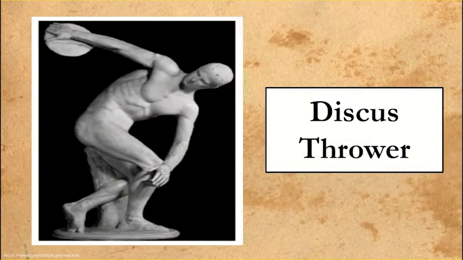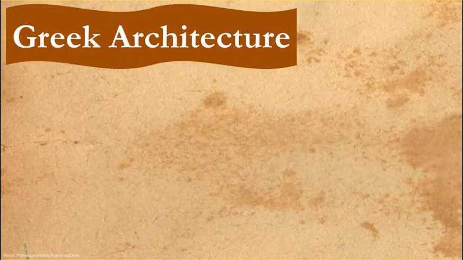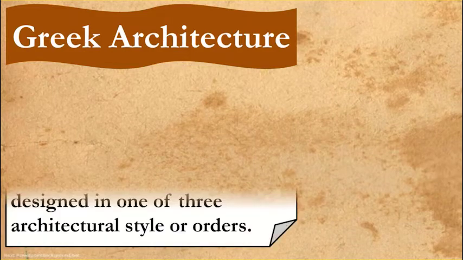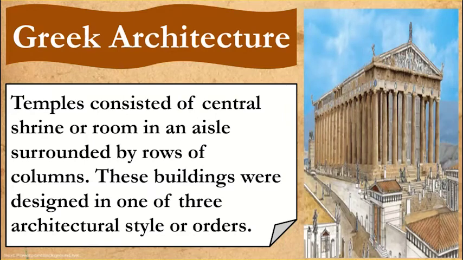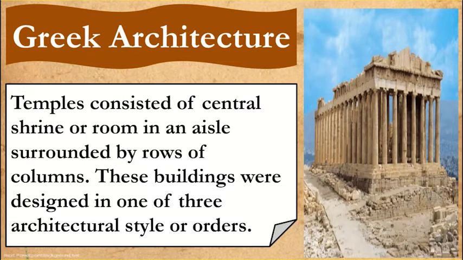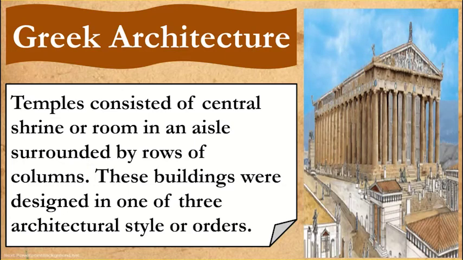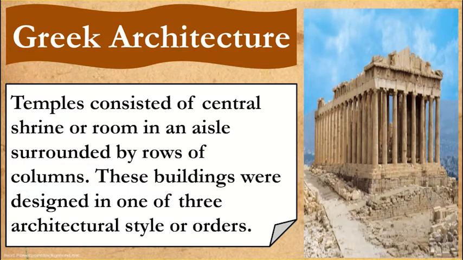This is an example of Greek sculpture. Now, let's talk about Greek architecture. Temples consisted of a central shrine or room in an aisle surrounded by rows of columns. These buildings were designed in one of three architectural styles or orders, just like what you see in this picture. This particular architecture is called the Parthenon.